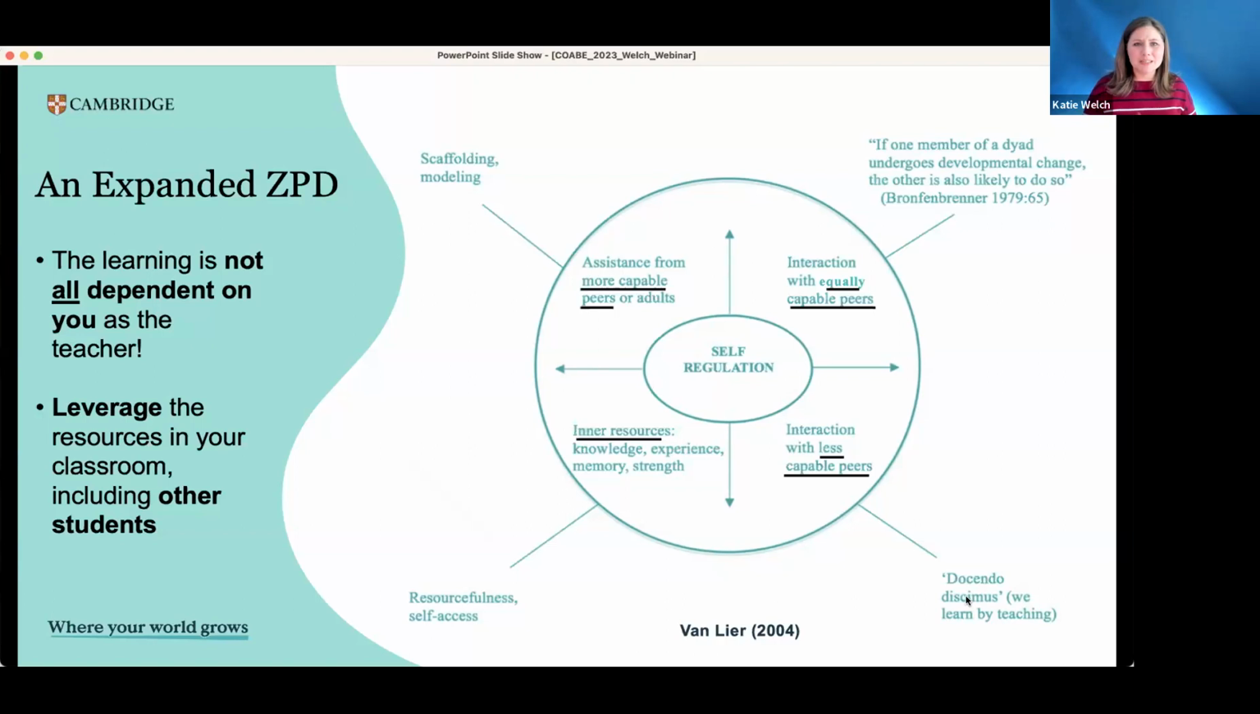Likewise, if you happen to be working alongside someone who's less capable, because we learn by teaching, this is a scenario where learning can occur. And then we can actually learn on our own. We have our own inner resources that we can access when we do independent learning. And so this is kind of a relief for teachers because it's not necessarily all on us. We can leverage the resources in our classroom, including other students.